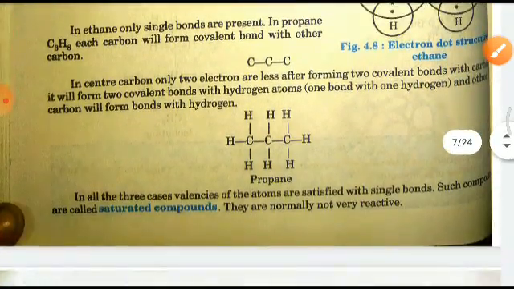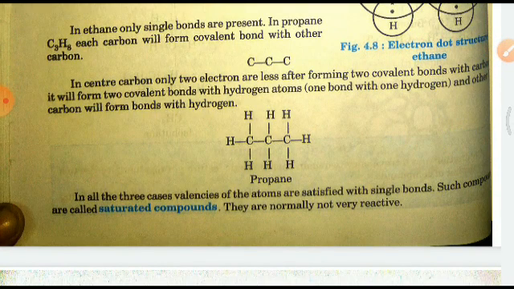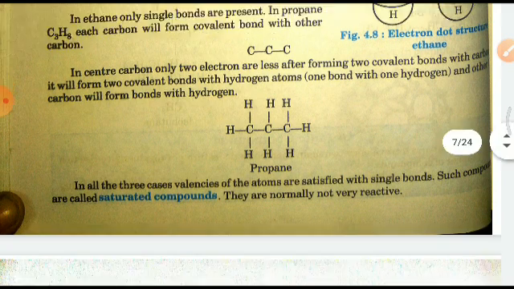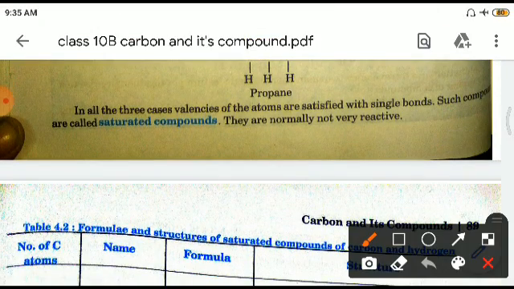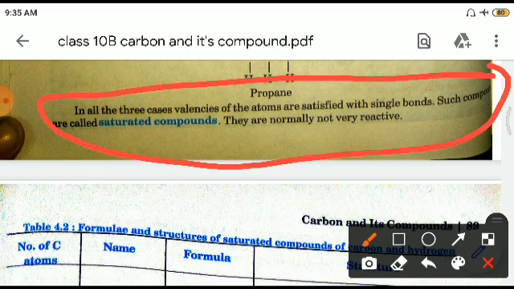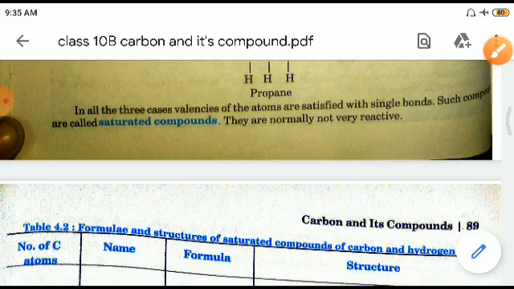But there can be cases, like in all these three cases here, where the valencies of atoms are satisfied with single bonds, right? Whenever the valencies are satisfied with single bonds, then it is called a saturated compound, right? Such compounds are called saturated compounds. But when some valencies are fulfilled by double or triple bonds, then it is called unsaturated. And unsaturated compounds are very reactive, right?